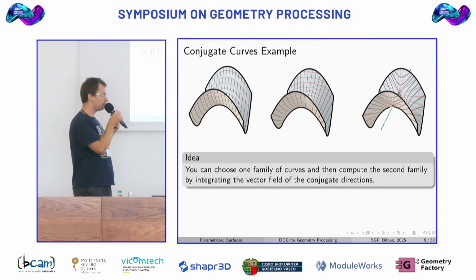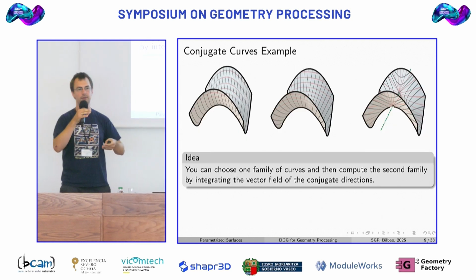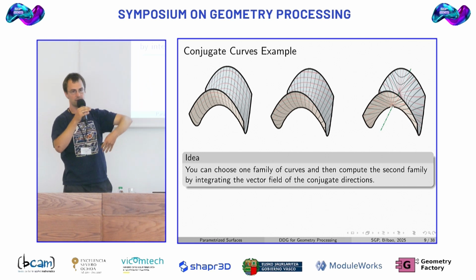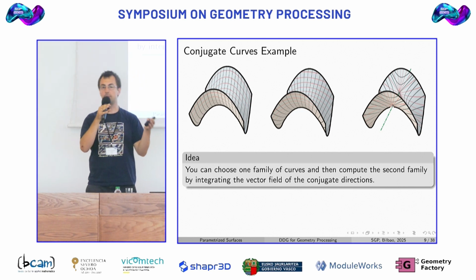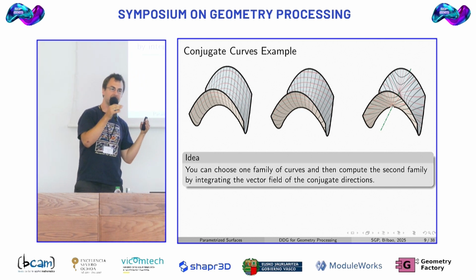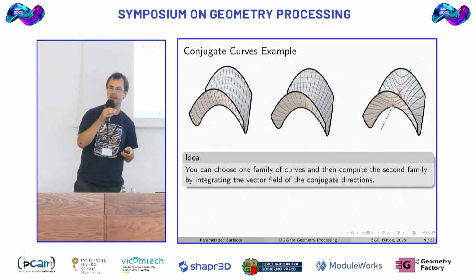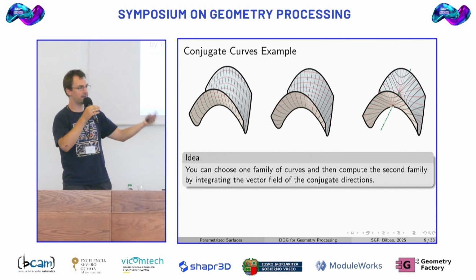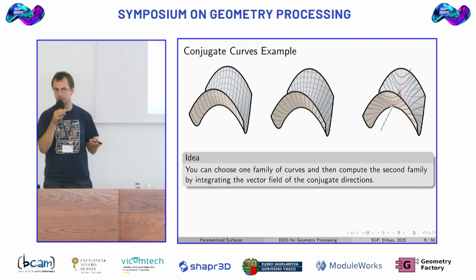Now, this means if you're looking for conjugate curves, you could do the following. You start with any set of curves covering your surface, and then in every point, you take one direction, you compute the corresponding conjugate direction, and you get a vector field, and you integrate these vector fields to get the second family of curves. And then you have your conjugate family, right?